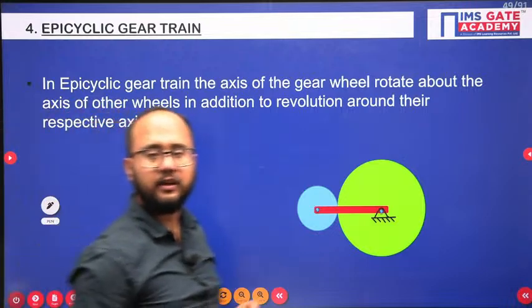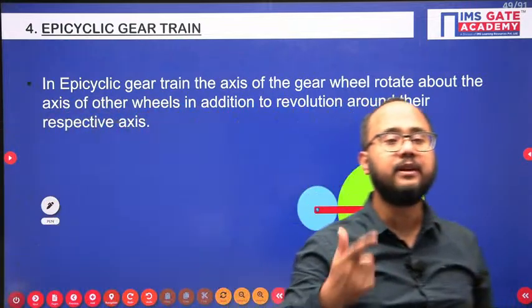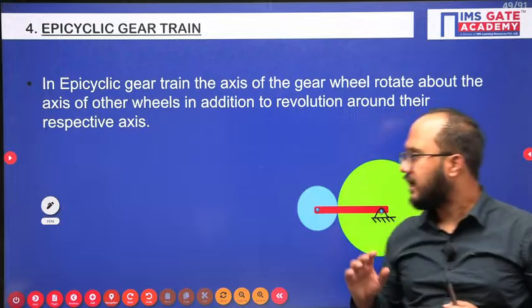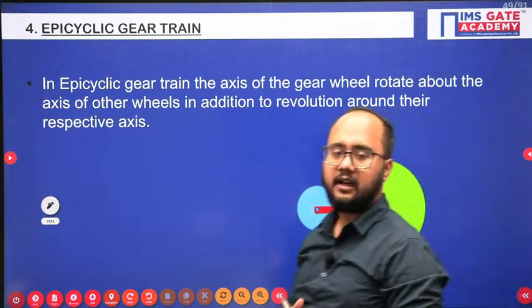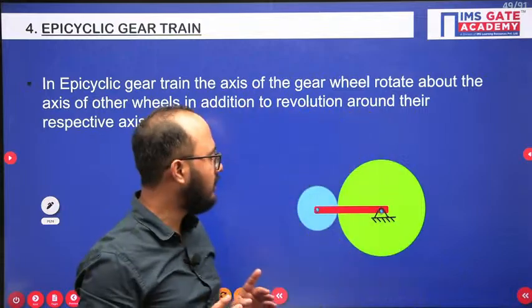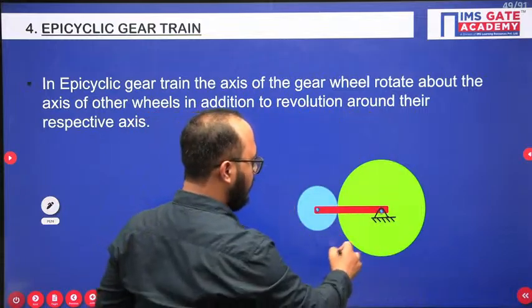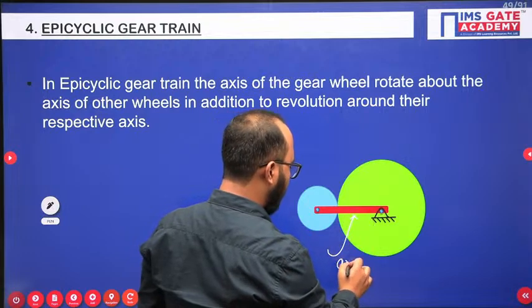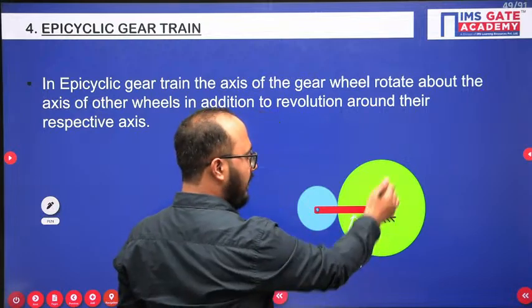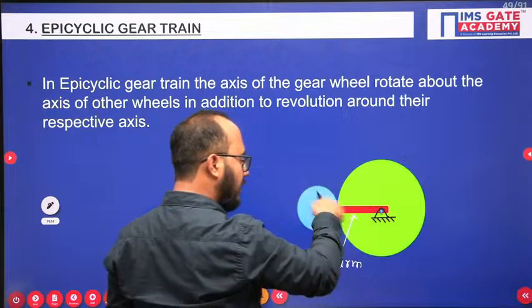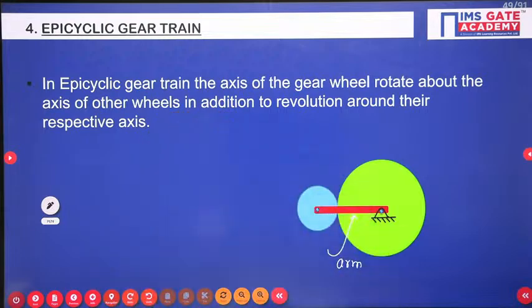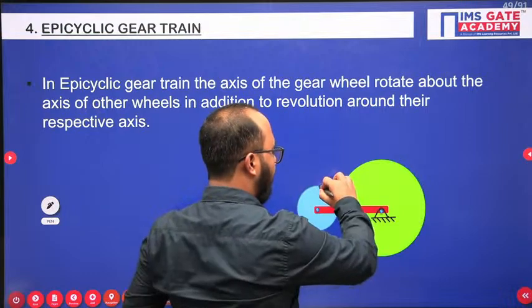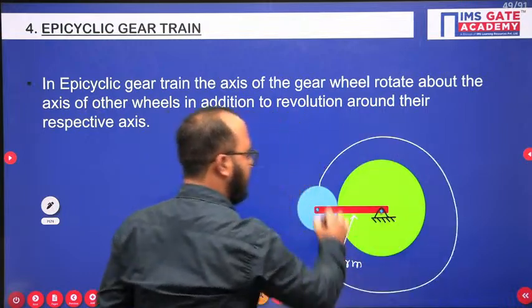Finally, the last topic that we are going to discuss here is the epicyclic gear train. Now what is the difference between other gear trains and this epicyclic gear train? One basic difference: you will see this kind of thing. What is this? This is known as the arm. So the green gear can rotate about its axis, and the blue gear can rotate about its own axis. Apart from that, I will take the pen, this blue gear can rotate like this.